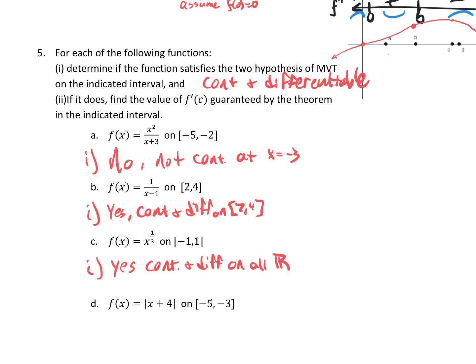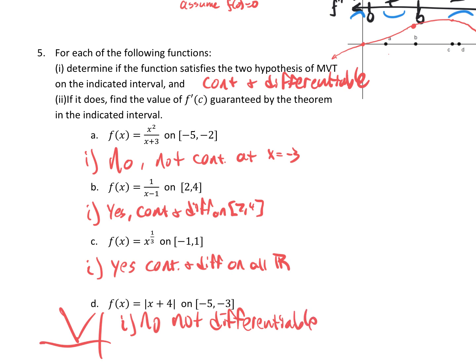And last but not least, what about this one? This is an absolute value. Absolute value is continuous, but absolute value makes a V, and where is this going to be 0? Well, it's 0 when x is -4. At -4 will be the point of this V. That falls in here. So the answer here is no, it's not differentiable at x equals -4. Okay? So that means for these middle two, we can use the mean value theorem.